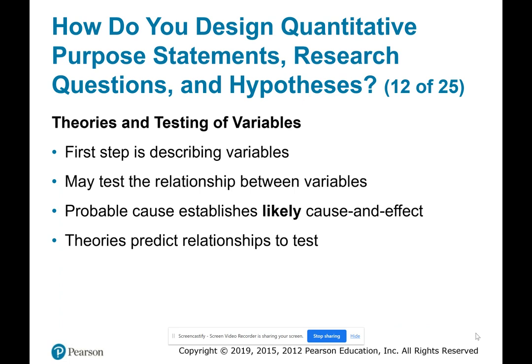Testing variables in quantitative research is important. The first step is to describe our variables by reporting such things as the mean and variability. The next step is to compare two groups and test whether the means for the two groups are different. Third, we seek to test whether the independent variable influences the outcome or the dependent variable to establish a likely cause and effect relationship. Lastly, you seek to test a theory because a theory predicts the likely impact of the independent variable on the dependent variable.